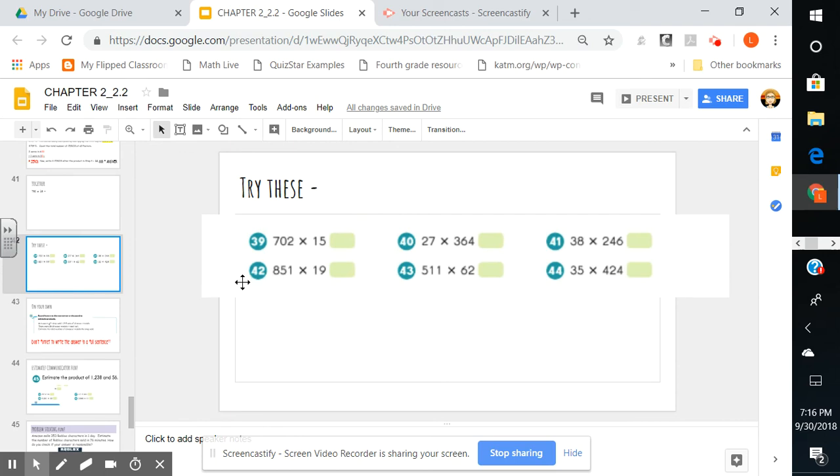The next one is this slide. We just did number 39 together. On your own, I want you to do questions 40 through 44. And again, you're estimating by rounding each factor to the nearest tens or hundreds, depending on what's the largest place. Then you'll multiply the way I taught you, not the long way, the way where you learned about place value and what happens when you multiply anything by tens.